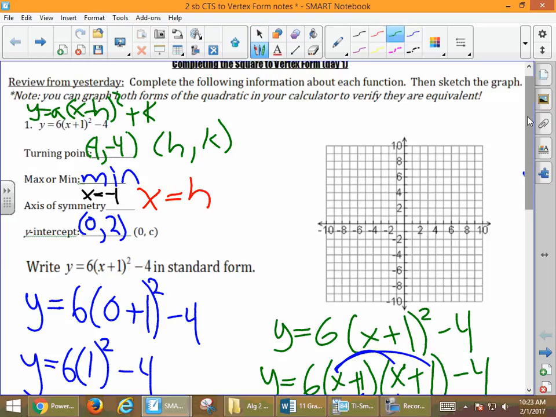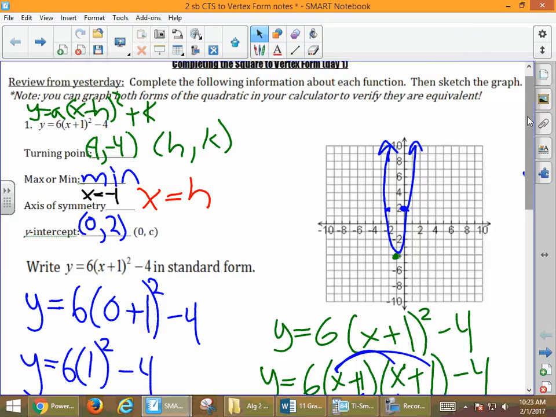So we'd graph our turning point first, which is (-1, -4). So we'd go left 1 and then down 4. And then we also have our y-intercept, which is the only other point we have at the moment, and we'd go up 2 on our y-axis. And so our quadratic should look something like this if we were to put it into our calculator. Kind of a steep little quadratic.